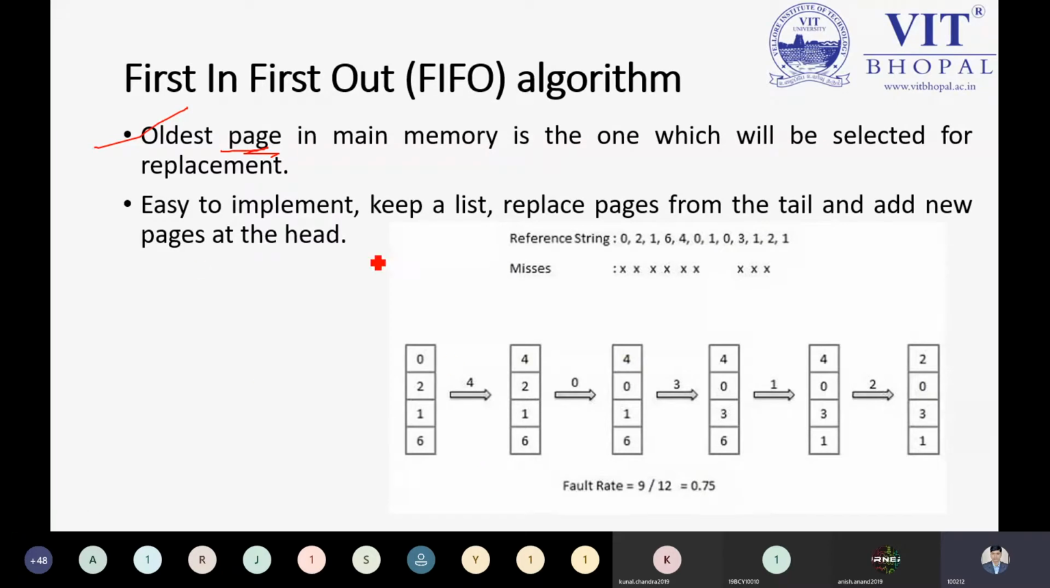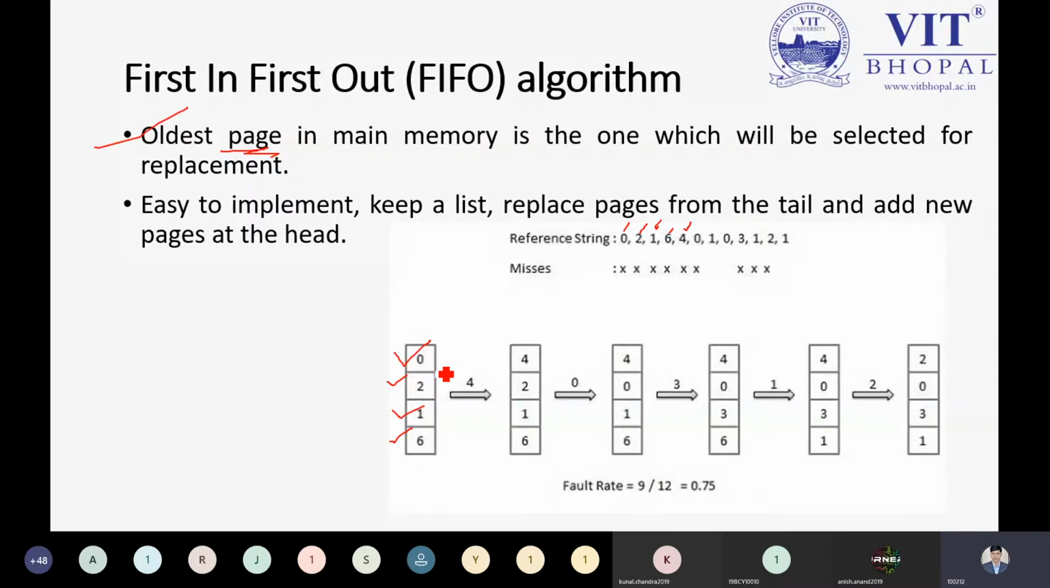Now come to the first point, 0. So 0 is coming here, so we have the 0. Now the next page coming is 2. Now 1, so we will pick the 1. Now 6 will come over here. Now when 4 is coming, what happens at that time? Which one is the oldest among 0 2 1 6? It is 0, because 0 was stored previously, before 2, 1 and 6.